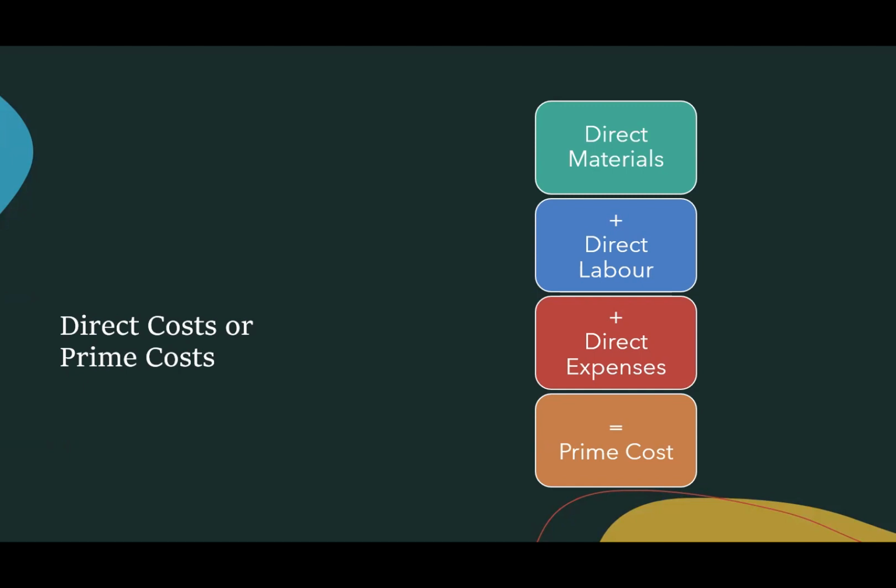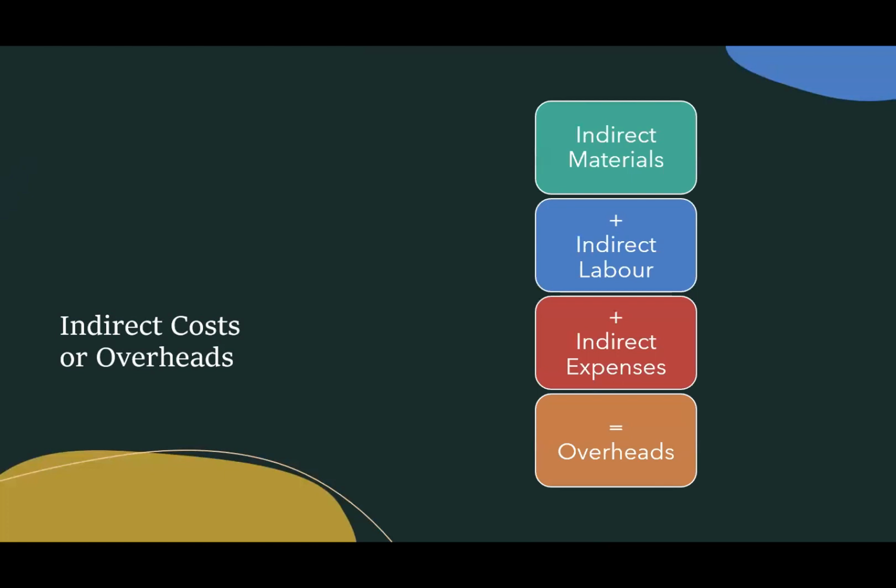And together, we all call it your prime cost. So direct material, direct labor, and direct expenses together will become your prime cost. Now, indirect costs have another name, which we call overheads. So here also you have your indirect material, indirect labor, and indirect expenses. Together we consider them to be your overheads.